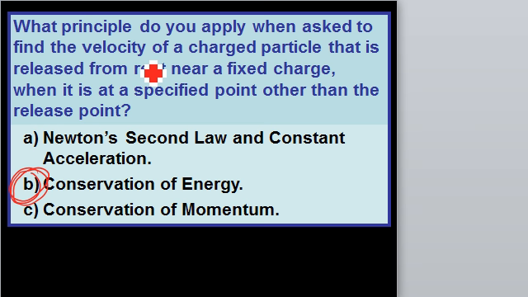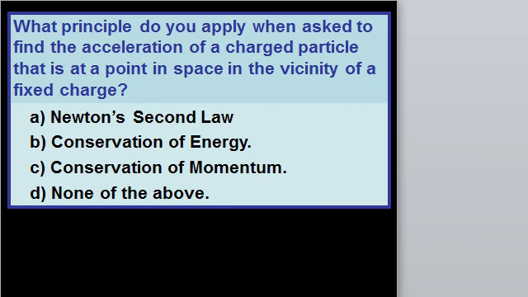If you released a positively charged particle from near a fixed negative charge, or a negatively charged particle near a fixed positive charge, then in the after picture the object is going to be closer to the fixed charge. But if the two charges are like charges, both positive or both negative, then it'll be further away. And enough said about that.